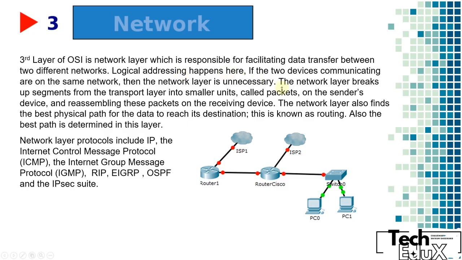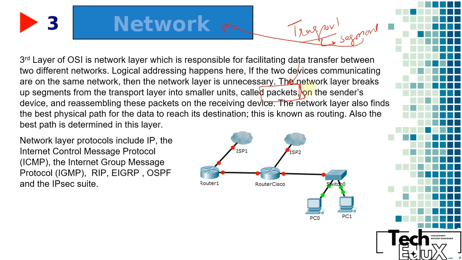Logical addressing happens here. If the two devices communicating are on the same network, then the network layer is unnecessary. The network layer breaks up segments from the transport layer into smaller units called packets. If you remember, in the transport layer, the data we were using there was called segments. But as soon as these segments reach the network layer, the definition changes and it is called packets.